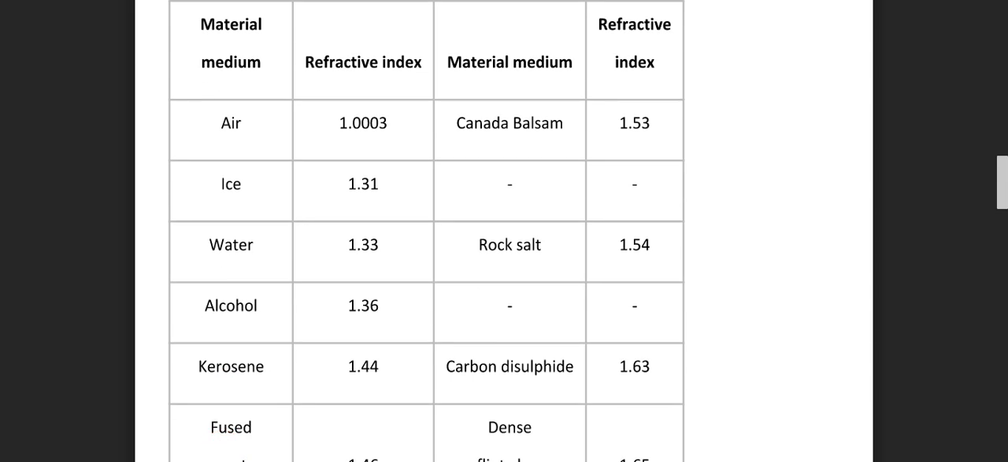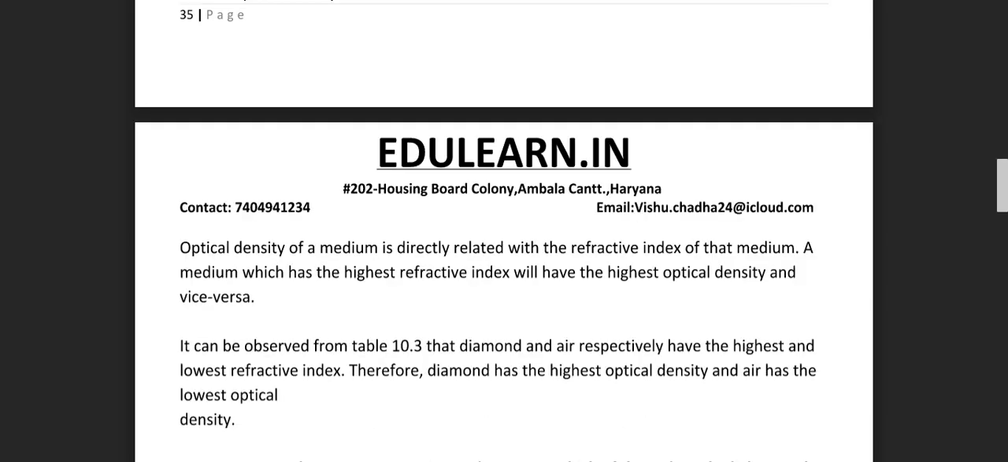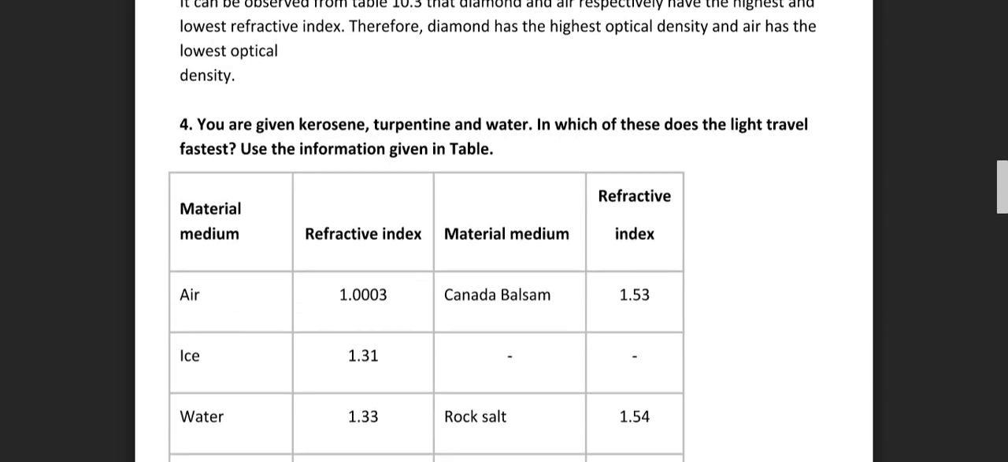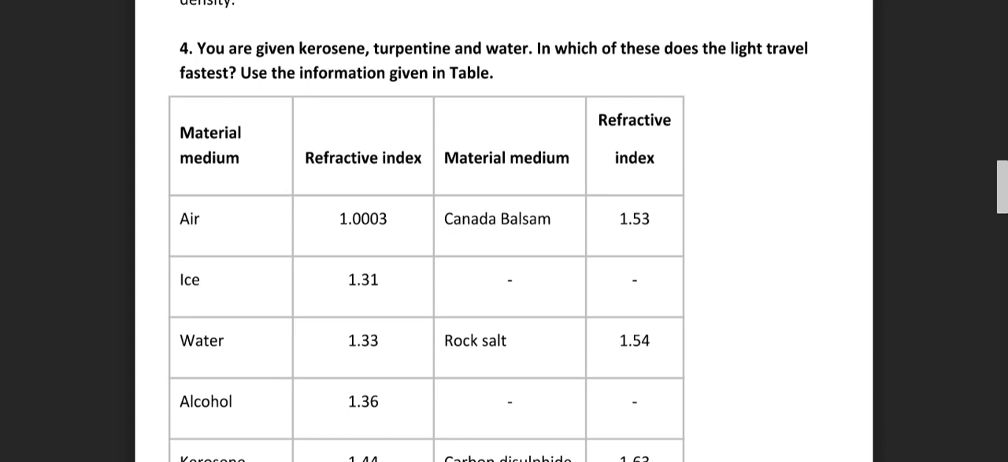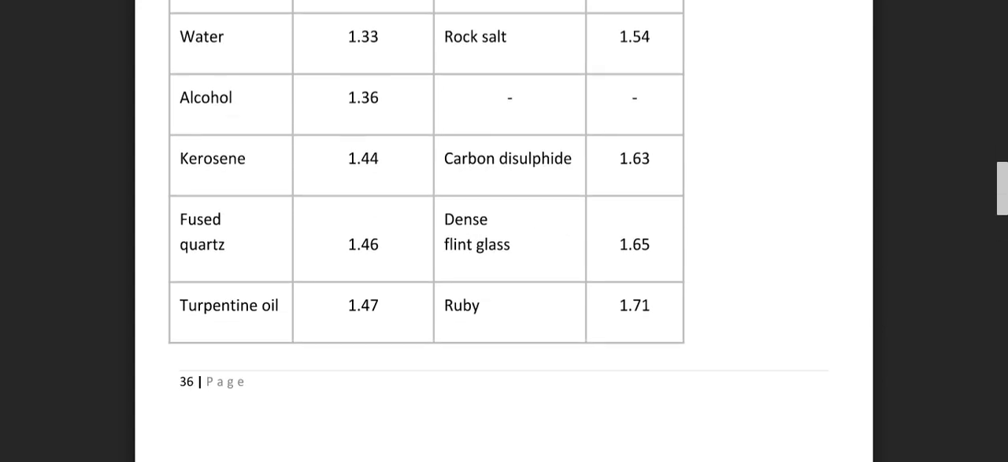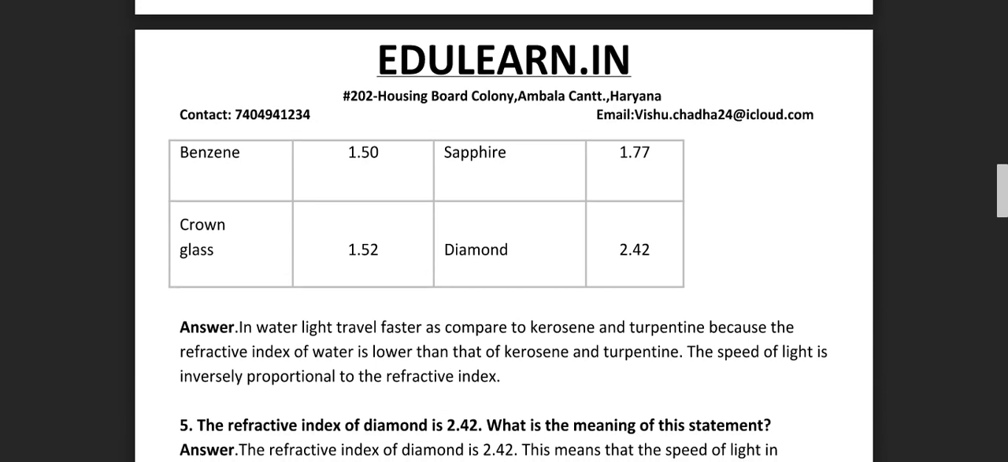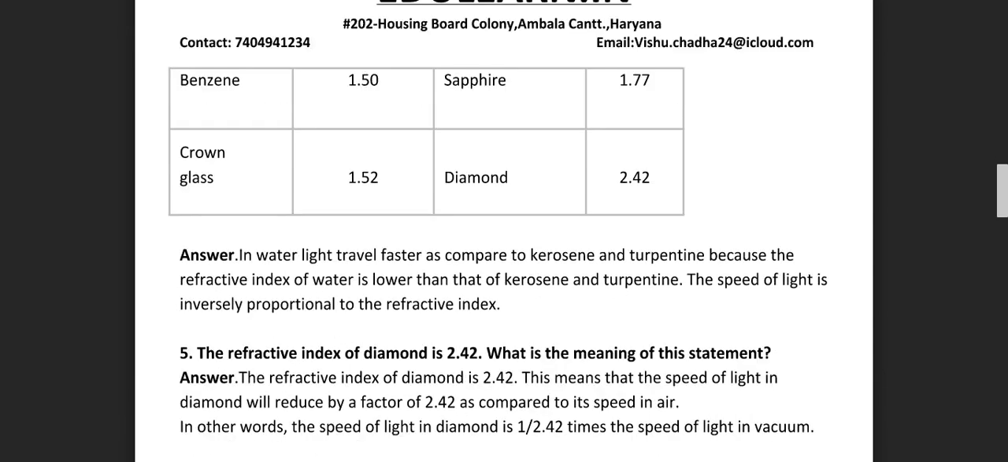In the table, I have given you the material medium and the refractive index of that particular medium. So through this table, we have to find out in which of these does the light travel the fastest. Light will travel faster in which one? Light travels faster in the one which is less dense, right. So which is the less dense one?